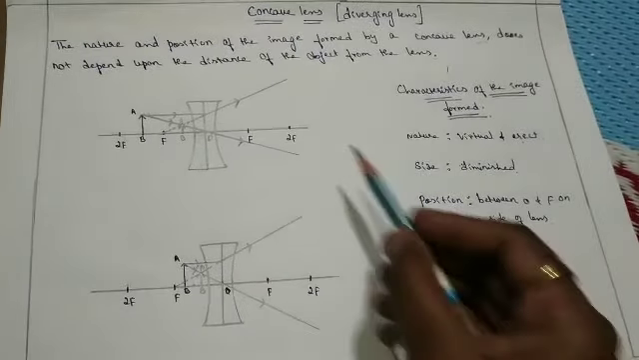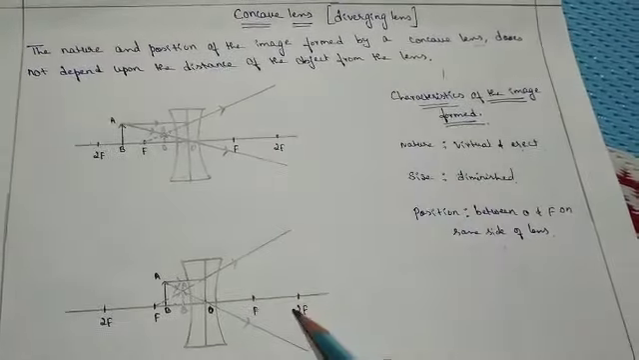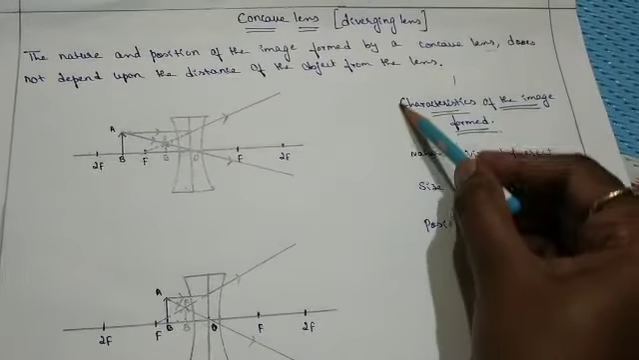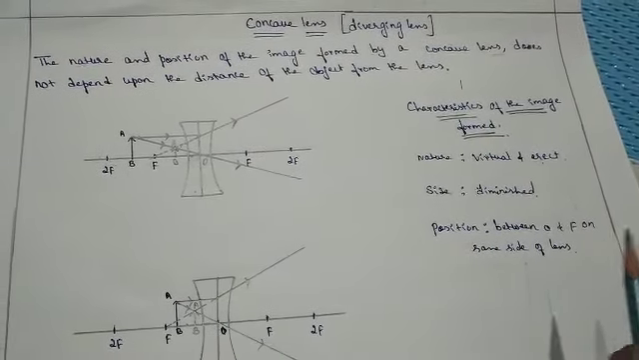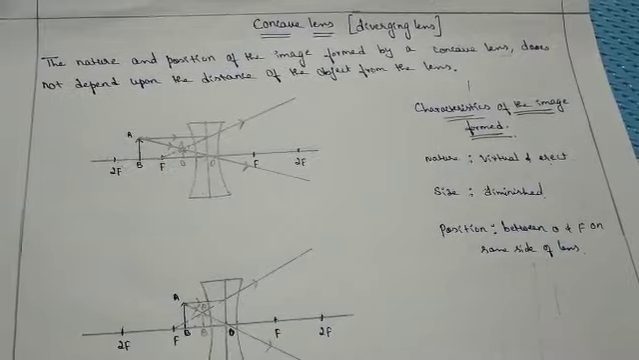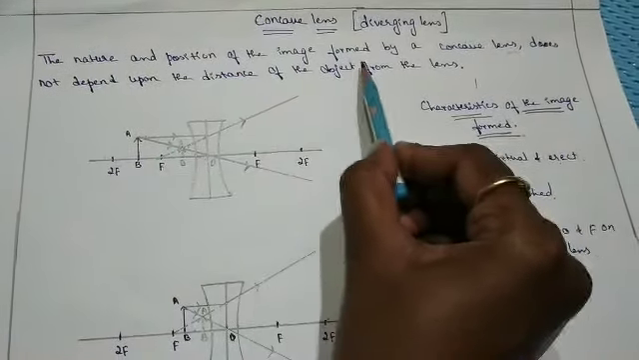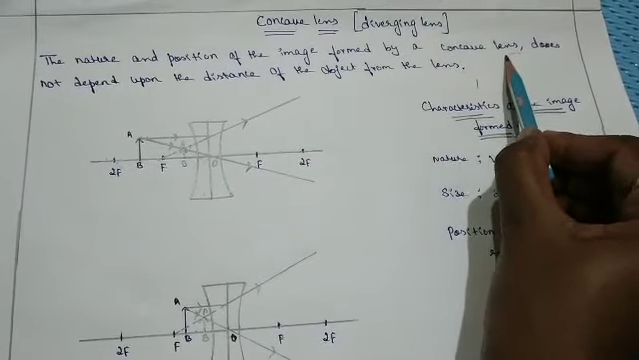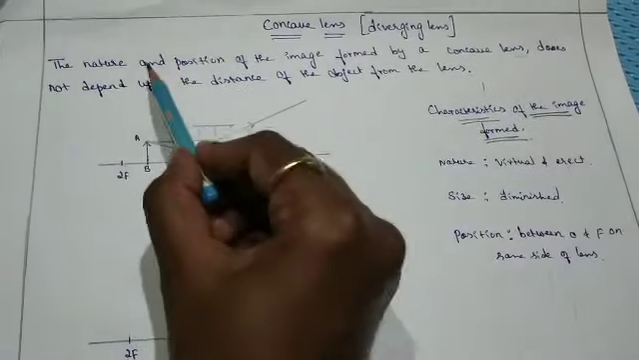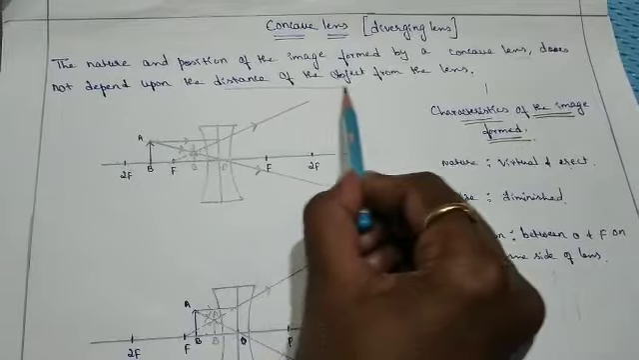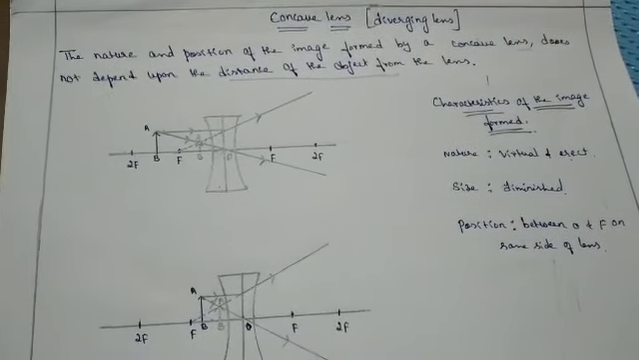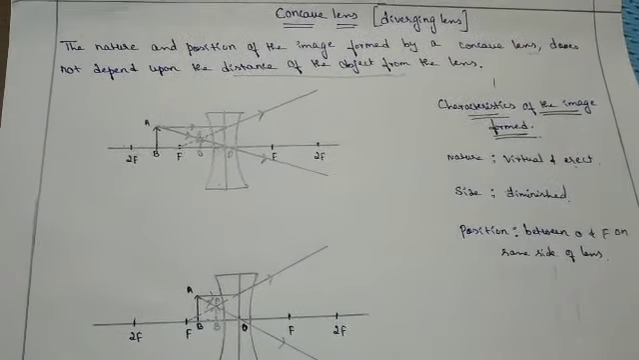By observing these two ray diagrams we can conclude that the characteristics of the image formed by the concave lens are the same. Therefore the sentence is given: the nature and position of the image formed by a concave lens does not depend upon the distance of the object from the lens. The characteristics remain the same.